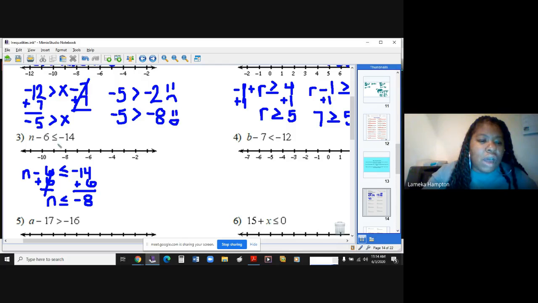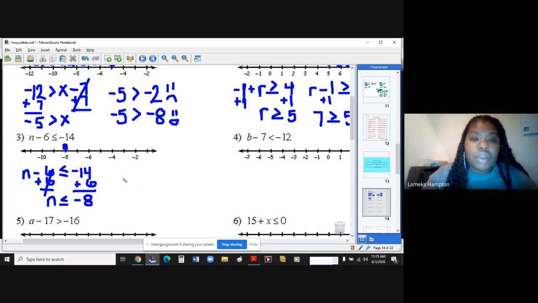Now, based on my inequality here, do I have an open circle or a closed circle? Closed circle. It is a closed circle. And again, the reason why it is closed is because I have this equal sign that's under there. So that lets me know, or that line, which is an equal sign basically, that 8 is a part of my solution.